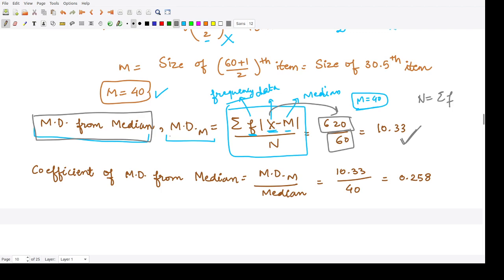Next, corresponding to this mean deviation from median, we will calculate the coefficient of mean deviation from median. That is obtained by dividing the obtained mean deviation by the corresponding median. So it is 10.33 divided by 40, which is 0.258. This is the answer. This is when we have calculated the mean deviation from median.